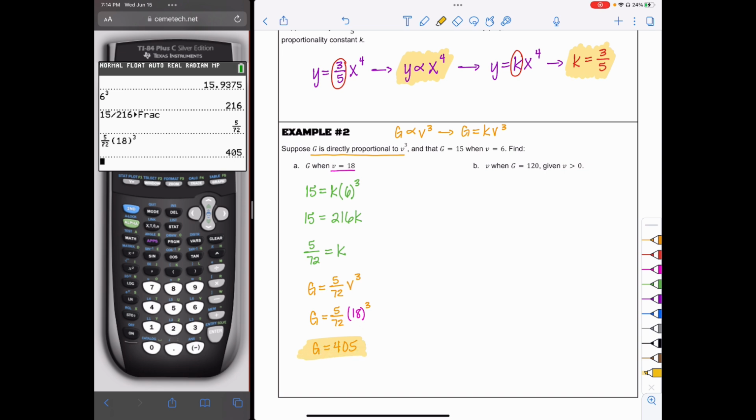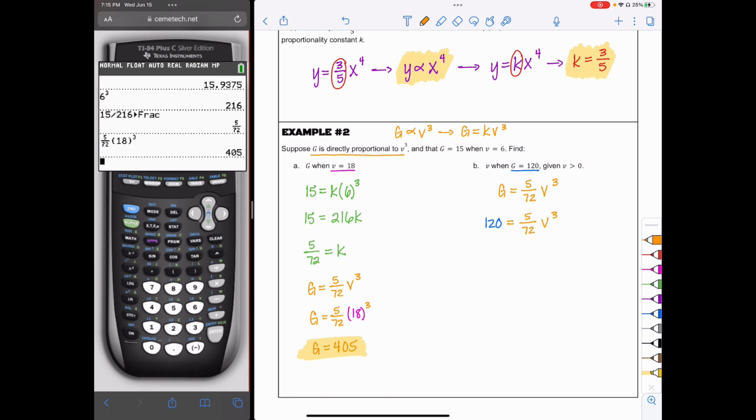For part B, they want us to find V when G is equal to 120. Well, we already know that we found what K was. We already know that K was equal to 5 over 72 because it's the same problem. So we're going to start back using G is equal to 5 over 72 times V cubed. Now it says we need to find V when G is equal to 120. So I'm going to substitute in 120 for G, and then I'm going to solve for V.